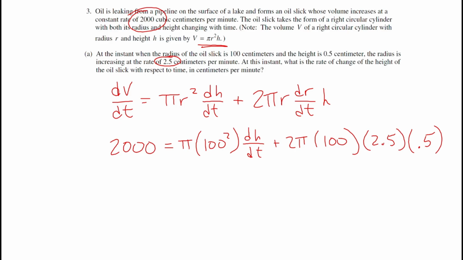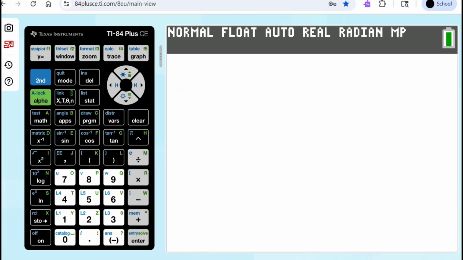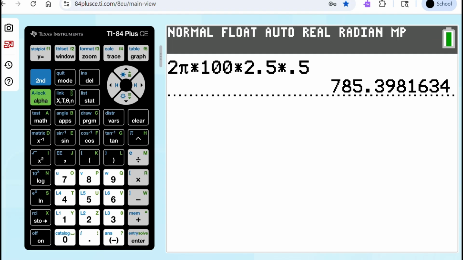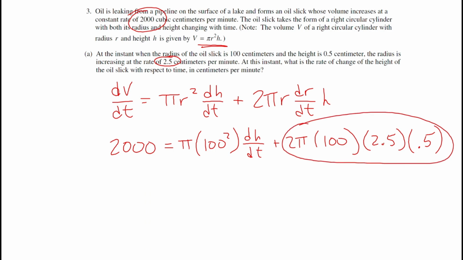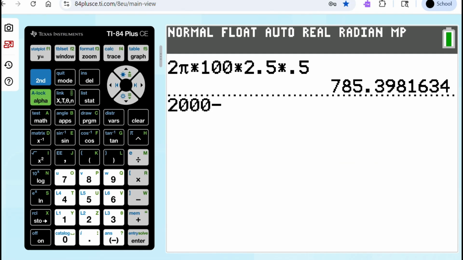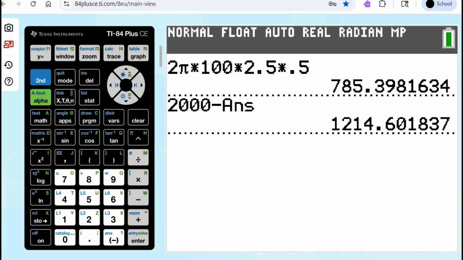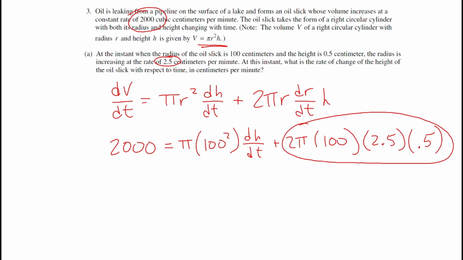So this is a calculator question. First of all, we're going to do our 2 pi times 100, and then times 2.5 and times 0.5. That's all of the stuff that was included right here. So we're going to do 2,000 minus that. So we'll just hit 2,000 minus second and the negative sign, which uses your previous answer. And then we need to divide by pi times 100 squared.